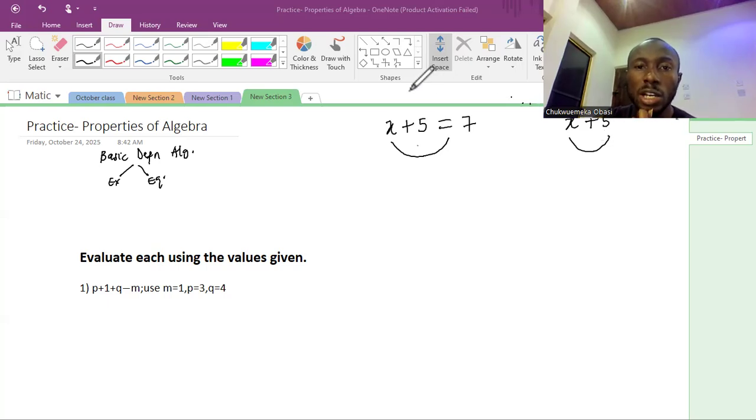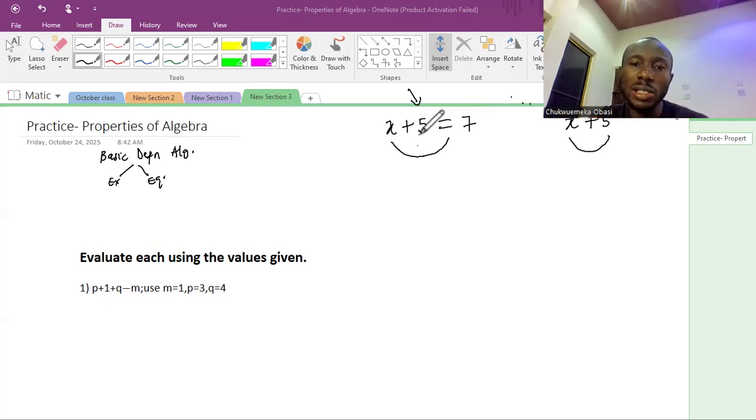So with the algebraic equation, you can actually get the value of the unknown variable. For example, this is like asking you, what would you add? The x is an unknown variable, right? It's like, what would you add to 5 to get 7? It's quite easy. It's 2.